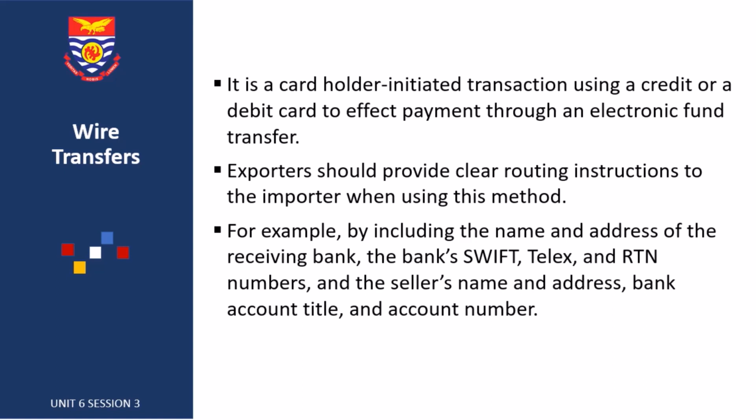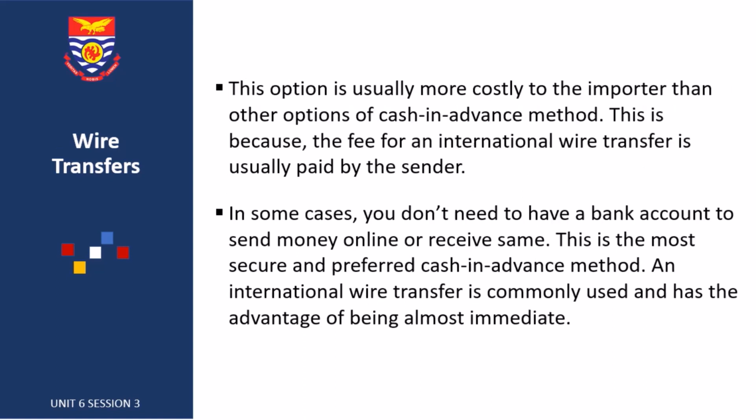So, for example, the name and address of the receiving bank, the bank's SWIFT, telex, and RTN numbers, and the seller's name and address, bank account title, and account number are all captured in the ATM or in the transactional process. So we say that that's the wire transfer.